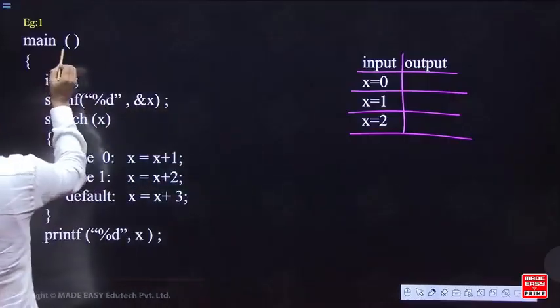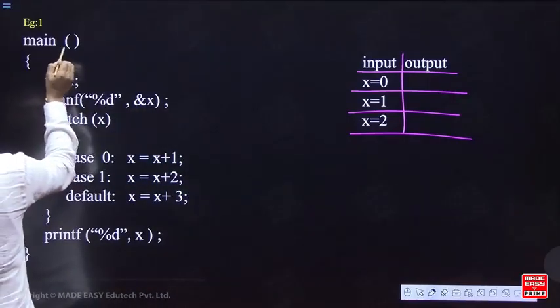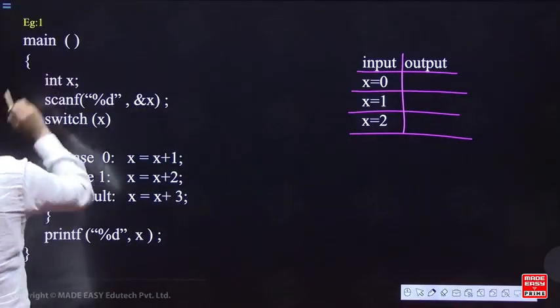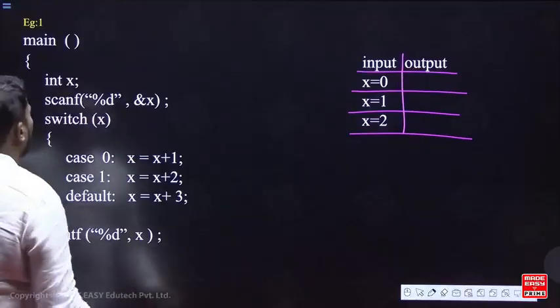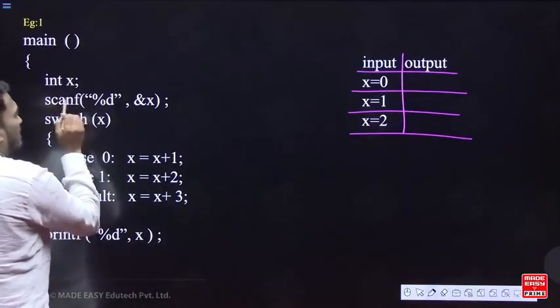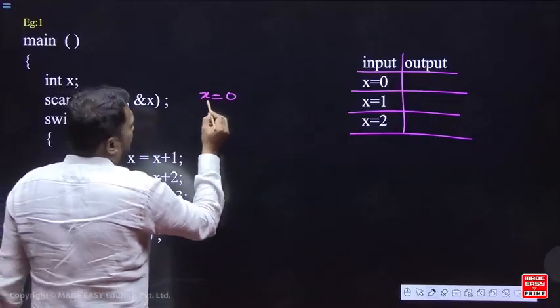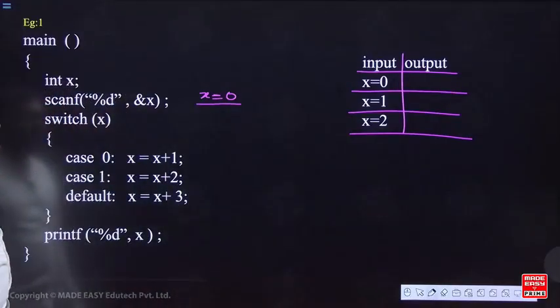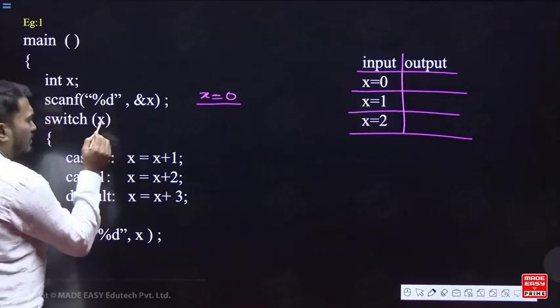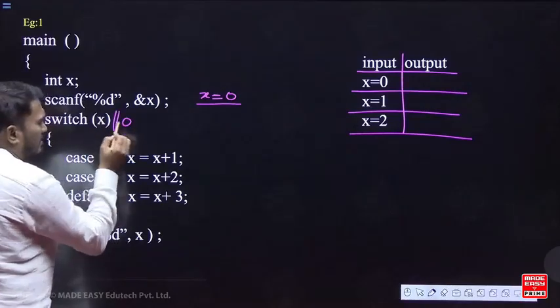Look here. Main, there should be no space here, so don't consider these printing mistakes. I think everybody knows this: integer x, scanf %ld, ampersand x. Now tell me, if I give x equal to 0 as an input, in the switch case you are passing 0 here.